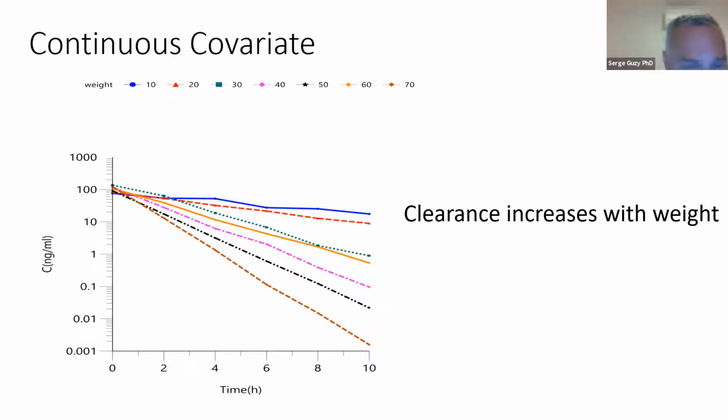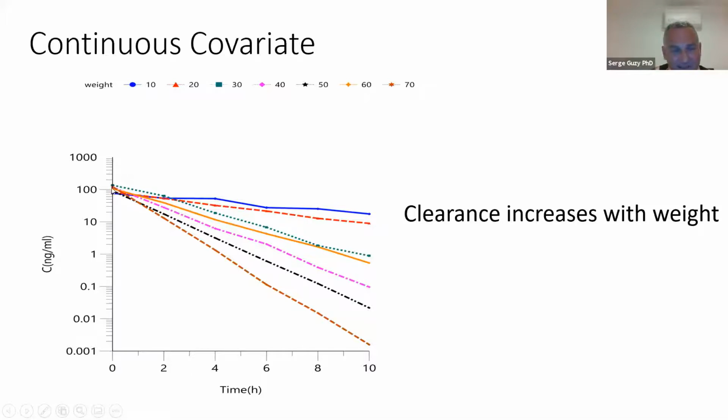Then what are we talking about? Let's just look at a picture. A picture is worth 1,000 words, how do you say this in English. Suppose an example, you can see the weight: 10, 20, 30, 40, 50, 60, 70. And here suppose that you have the concentration on the y-axis. It's in the log domain, very important. And then you have the time. What you can see is that you have one slope, but the slope changes. When the weight is low, the clearance, or if you want the elimination rate, is slow. You have a slow clearance, and then when the weight increases, the drug is clearing faster.